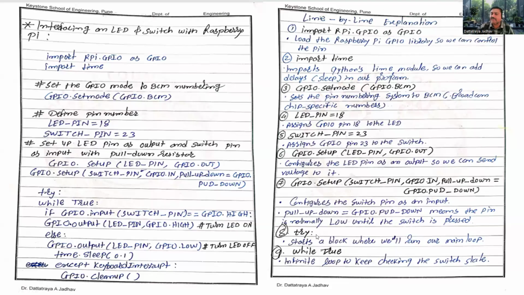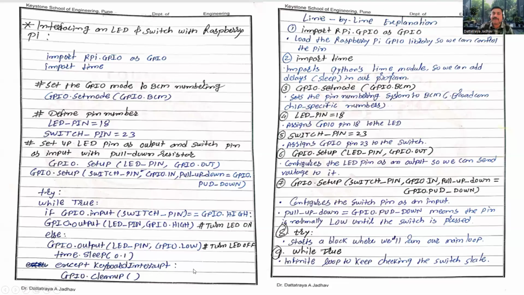Then we have the try condition, which starts a block where we run the main loop. Whether the input is low or high, whatever you give: if GPIO.HIGH, the switch is on and the LED will be on, or the switch is pushed and the LED is on. And if it is GPIO.LOW, we say we are not pushing the switch, or we provide 0 volts, so the LED should be off.